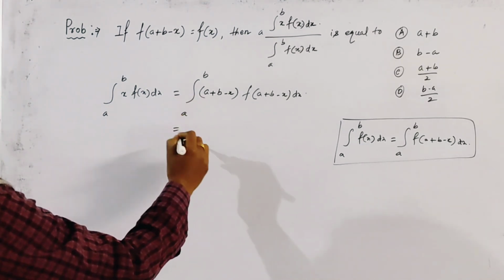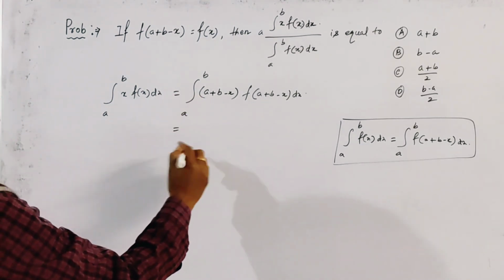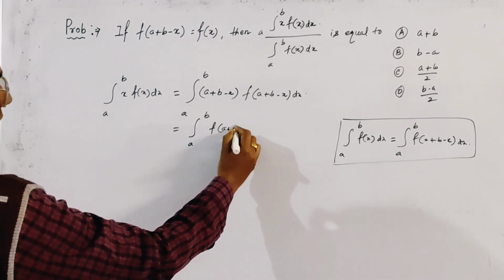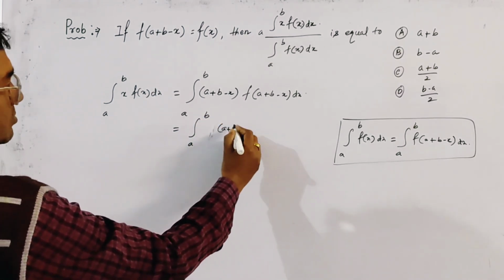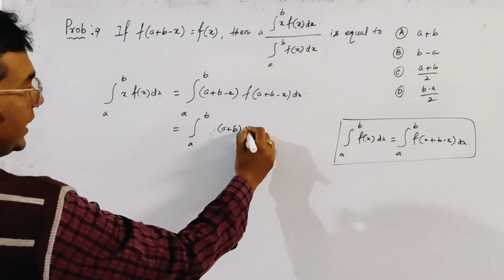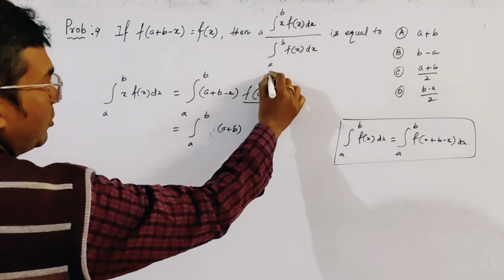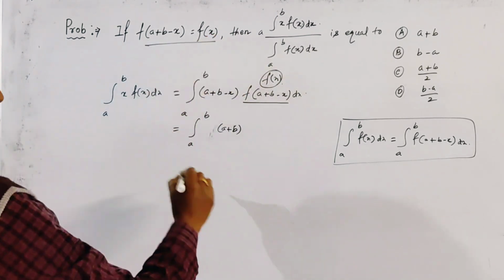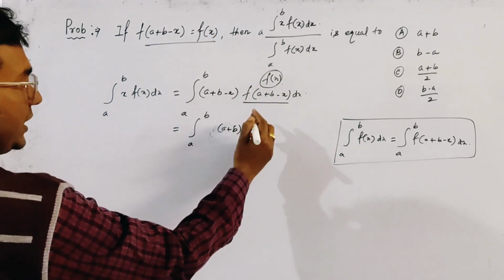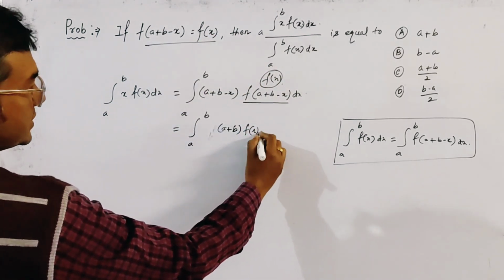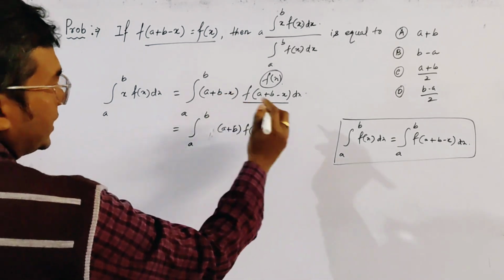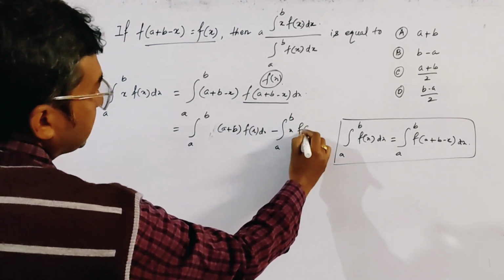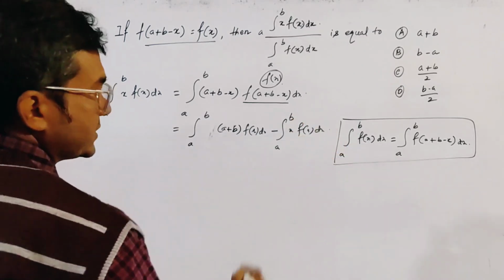Now from here we get the result as integration a to b of (a plus b minus x) into f of (a plus b minus x). This is equal to f of x, as given in our problem. So (a plus b) into f(x) dx is the first portion, and the second portion is integration a to b x f(x) dx.